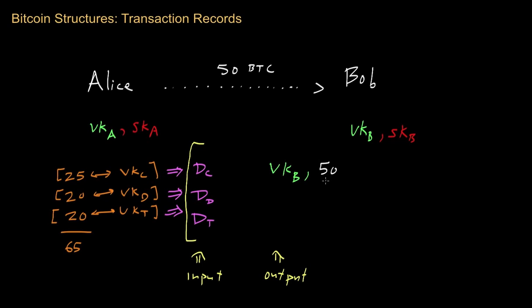Okay? Now, in order for Alice to get back change, because she has 65 Bitcoins coming in and is only giving 50 to Bob, she might decide to specify 14 of those Bitcoins to be returned back to her in the form of change. Okay, so 14 of those Bitcoins are going to be reassigned back to Alice's public key. All right, and what Alice will then do is take all of this transaction data, this input and this output, and digitally sign that data.